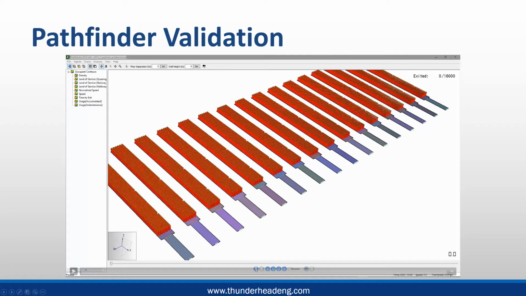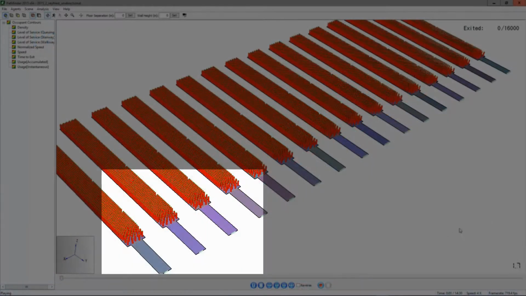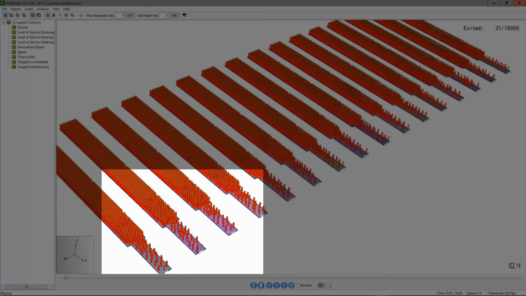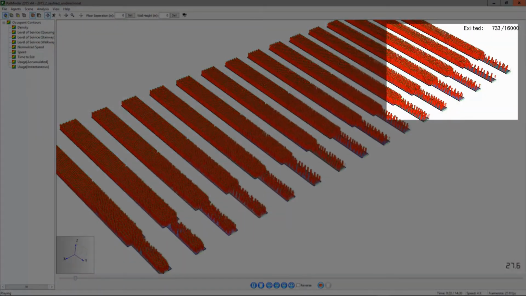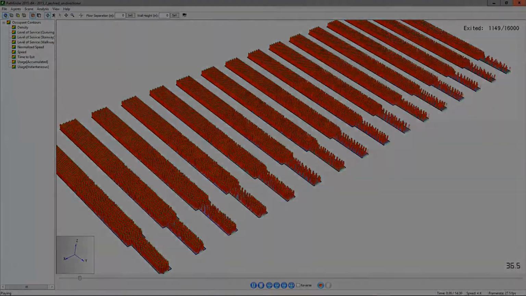We invest significant effort in documenting the performance of Pathfinder. Here is a validation problem that we use to verify that we are conforming to the desired speed-density relationship. This model simulates the Seyfried experiments, where density is controlled by using different sized entry and exit doors to a room. In the lower left, we have large entry doors and small exit doors, while in the upper right, we have small entry doors and large exit doors.